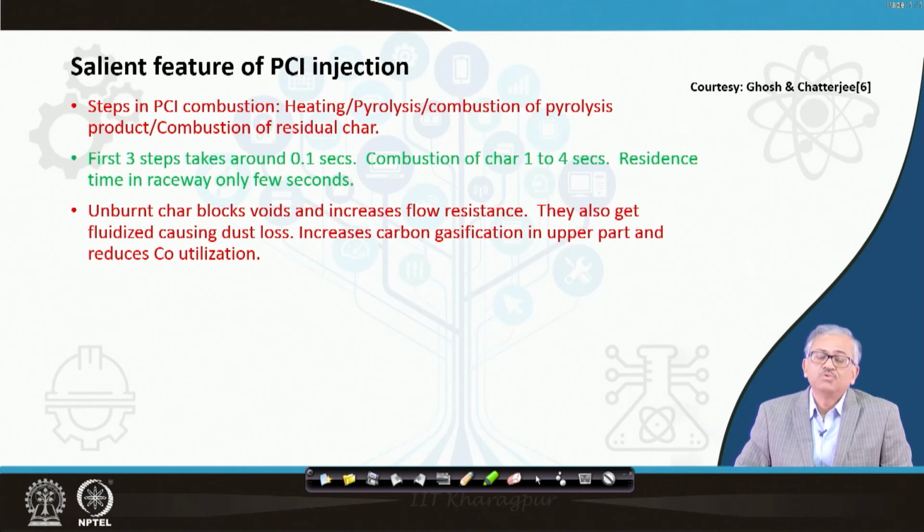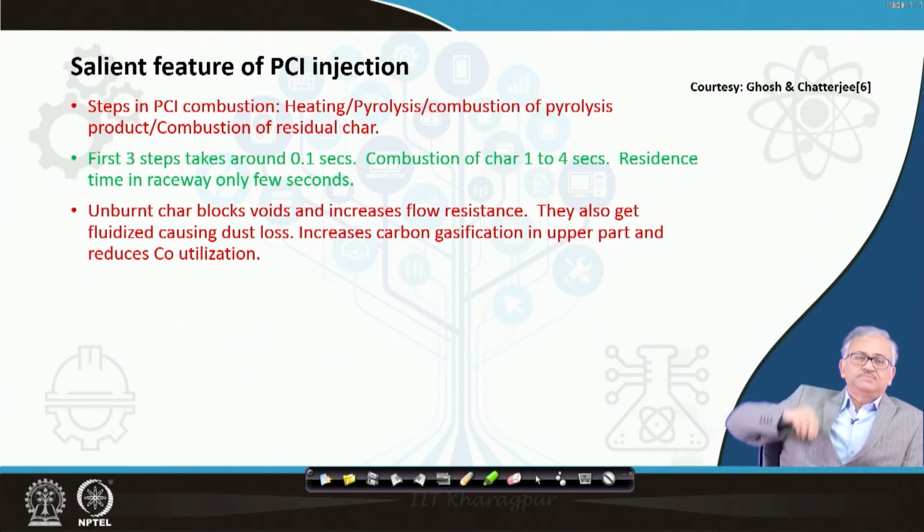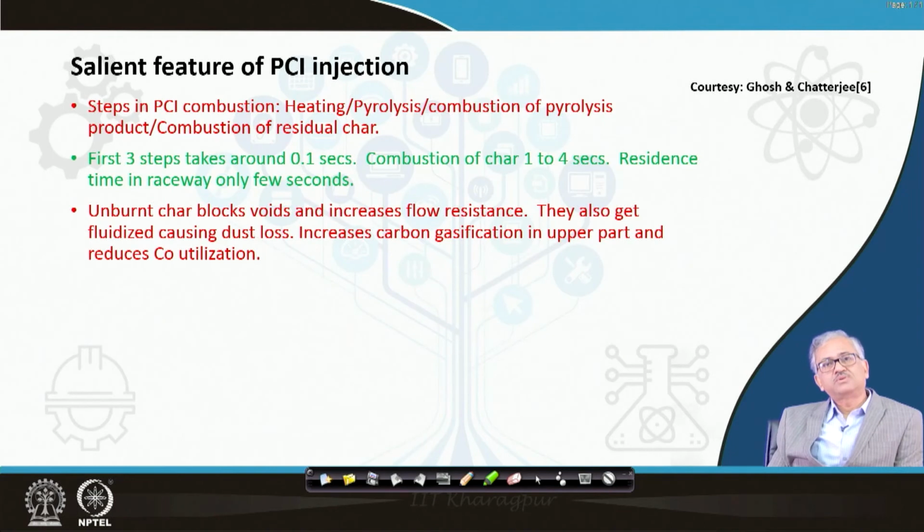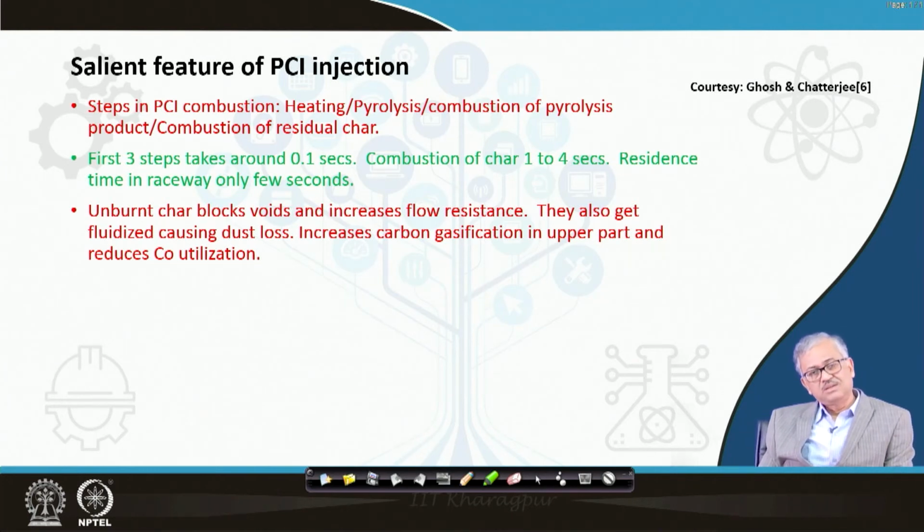They also can get fluidized at the top and come out of the system. And because these chars are very reactive, they can increase the carbon gasification reaction. As a result, even in the upper part of the furnace, since the reactivity is more, even at comparatively lower temperature, the carbon gasification can take place and it will increase the CO gas at the exit. But the major problem is that it can block the ports. That is the most important thing. If they block the ports, the permeability will be hampered both in the wet and the top zone.